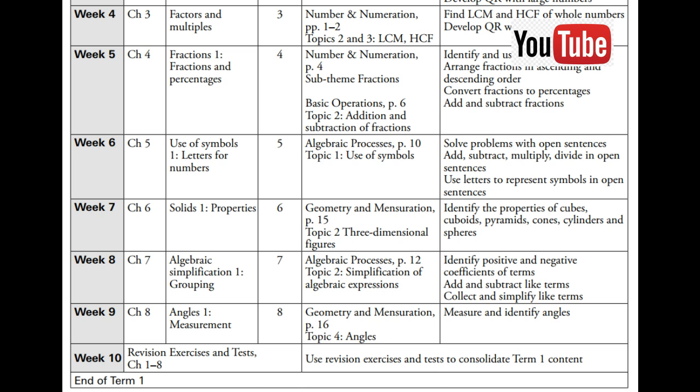Week 8, we'll look into chapter 7, which is algebraic simplification. In other words, the algebraic process, where we'll look into the simplification of algebraic expressions, that is combinations of numbers. When the numbers are adding up with high figures, how are we going to simplify them? So we're going to identify positive or negative coefficients of terms, add and subtract like terms, collect and simplify like terms.